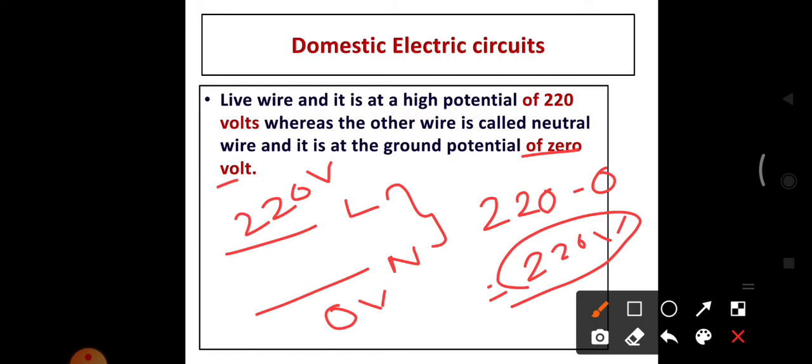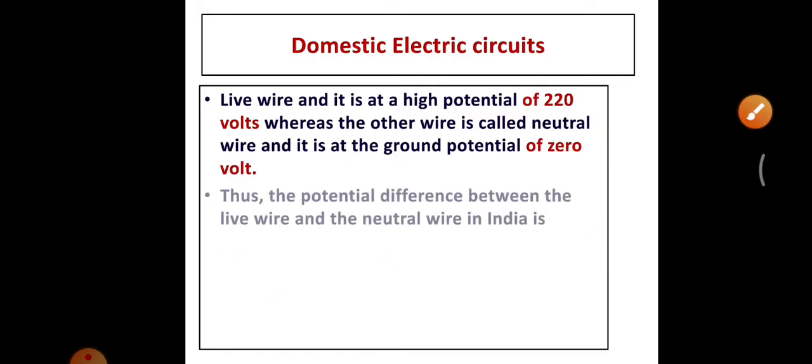What is the electric potential difference between the live wire and the neutral wire in India? It is 220 volts. So the potential difference between the live and the neutral wire in India is 220 volts.